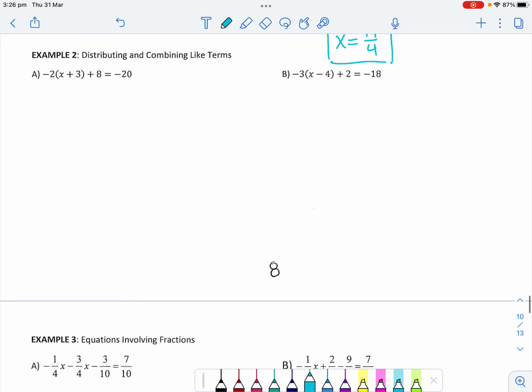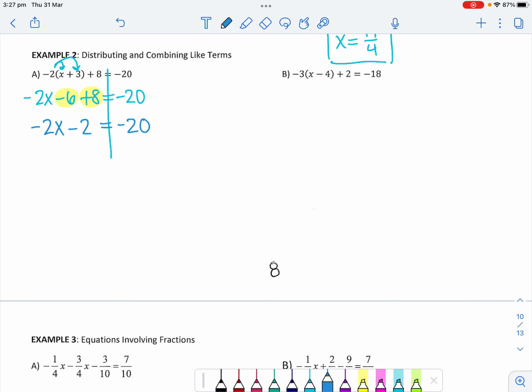In example 2, we're talking about distributing and then combining like terms. So in this one, I am going to distribute first because there is that extra set of terms hanging out there. Like there's a plus 8, there's a plus 2. I have to distribute and combine like terms before I can think about doing anything else. So these ones you do have to distribute. So I'm going to distribute this -2 here. So -2x minus 6 plus 8 is equal to -20. Now I'm going to combine like terms. So -6 plus 8 is 2: -2x plus 2 equals -20.